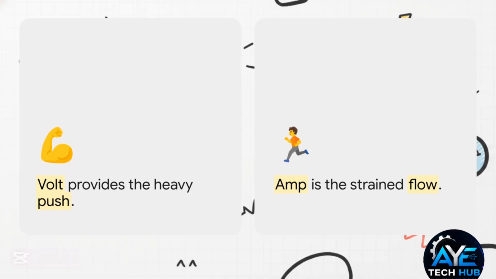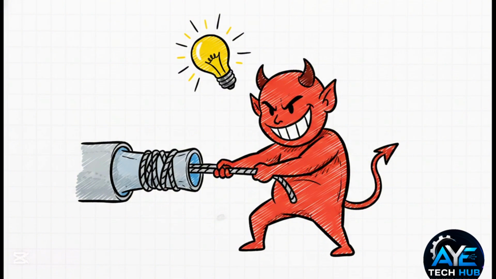Just look closely at the dynamic between Volt and Amp for a second. Check out Amp's face. He looks completely strained and exhausted. It becomes instantly clear that without Volt doing all that heavy pushing from behind, Amp would have absolutely no momentum whatsoever. Voltage is literally the pressure that forces the current to move. No push from Volt, no flow from Amp. It's that simple.